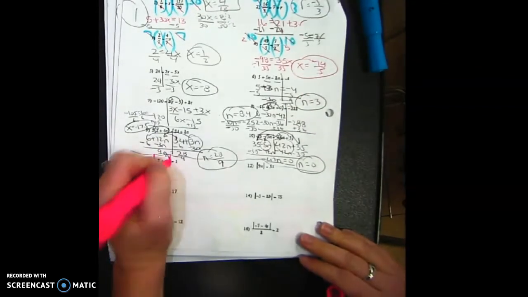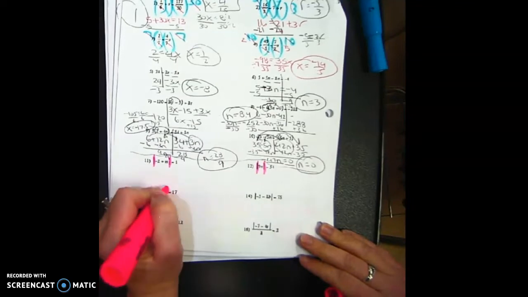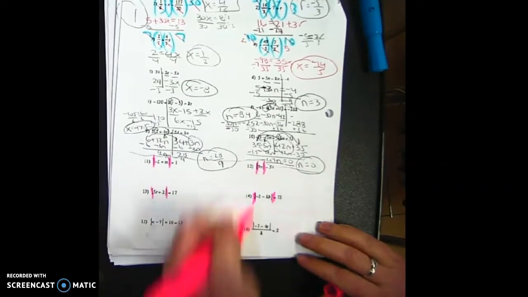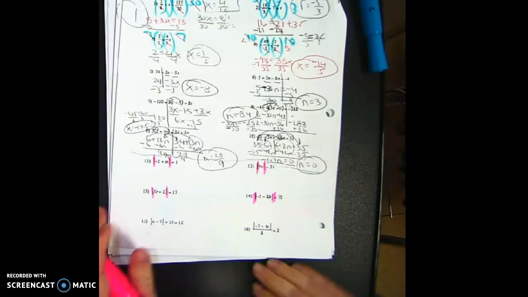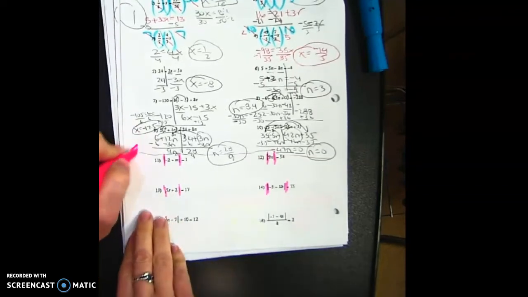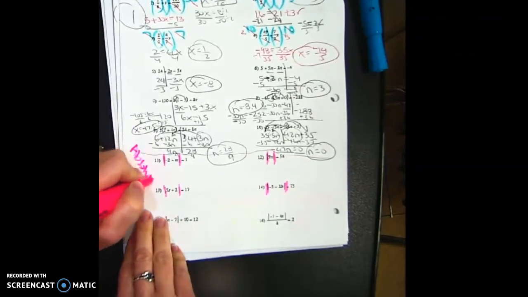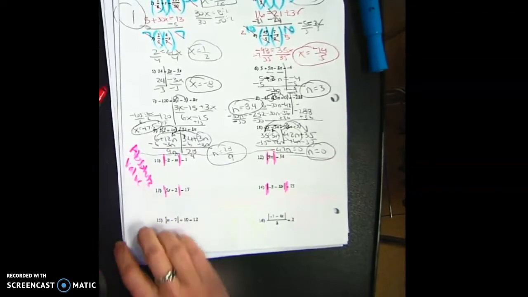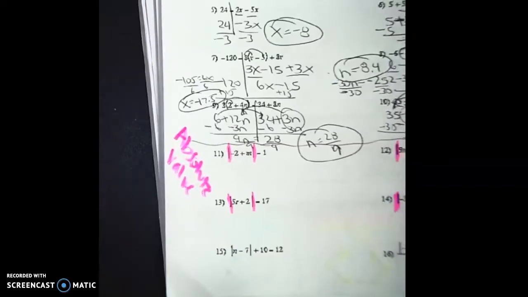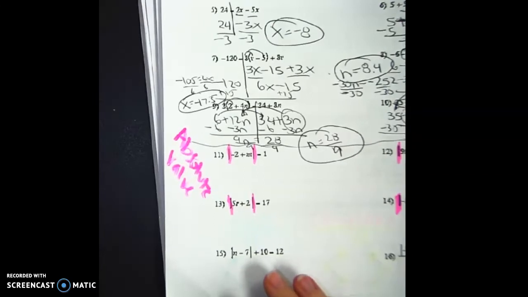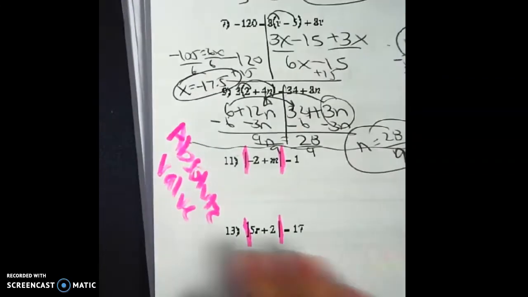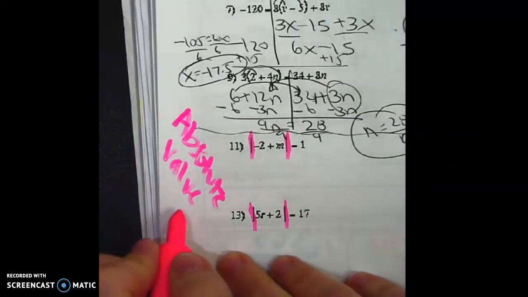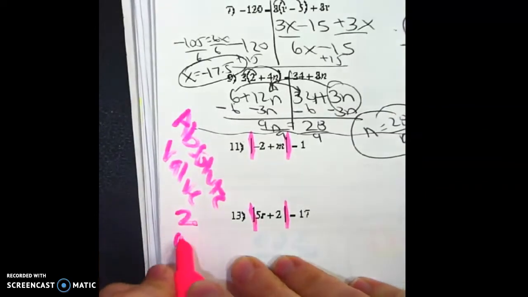So we're about to get into a different section. Every time you see these two lines, it means absolute value. Anytime you have absolute value, let me write this down. Let me zoom that in a little bit and make that a little bit less blurry. Anytime you have absolute value, you're always going to have two answers.